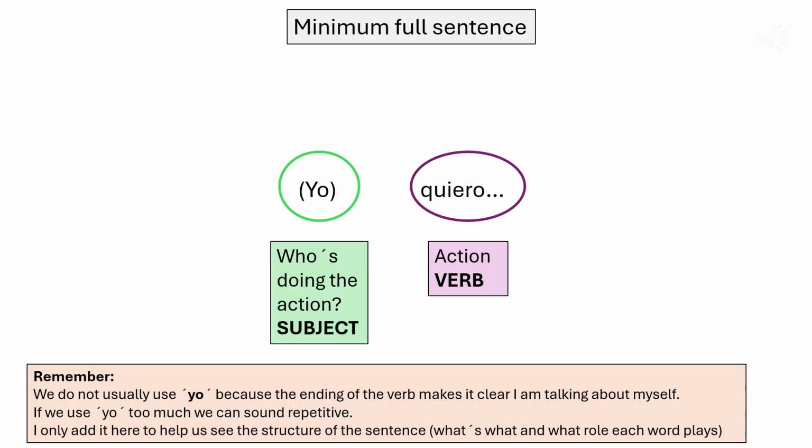So even if we don't say yo, it's obviously understood, it's implied. There's always a person doing the action, even if we don't say it. But we can see the two elements that are necessary to make a full sentence. Very simple, just yo quiero, I want, and then we can add what it is that we want.